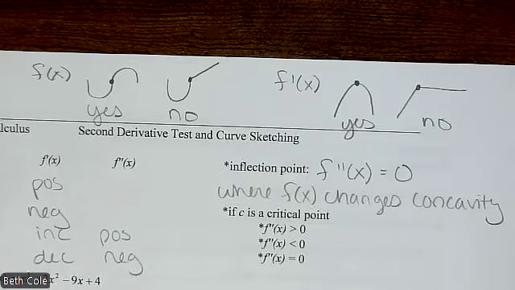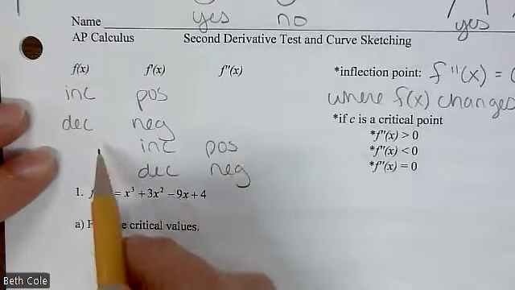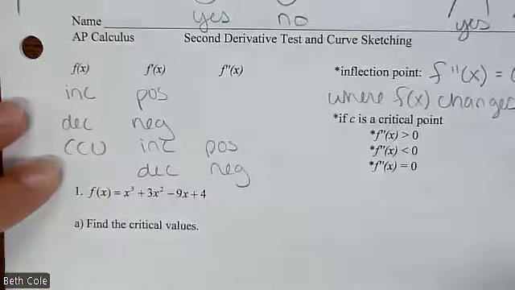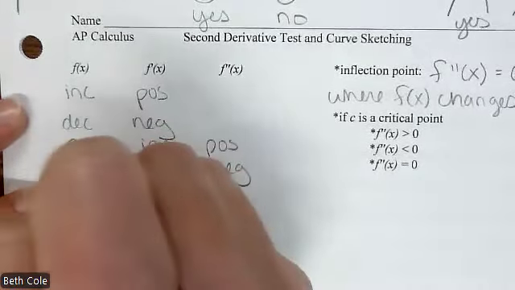Okay. So what we're going to add on here, where your second derivative is positive, your graph is concave up, and that's an acceptable abbreviation for that. Negative means concave down.